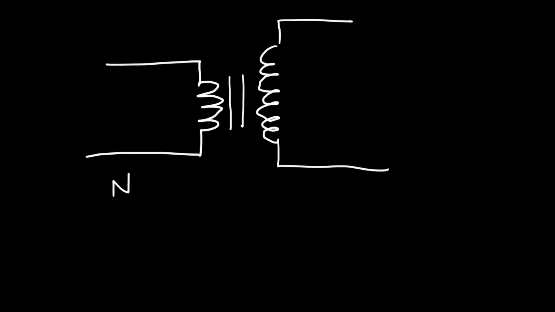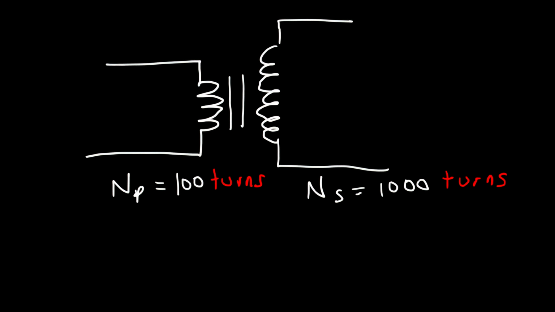Now let's say that the primary coil has 100 turns, and let's say that the secondary coil on the right has 1,000 turns. Because the secondary coil has more turns than the primary coil, this is going to be a step-up transformer. A step-up transformer is used to increase the AC voltage. So let's say that the input voltage at the primary coil is 6 volts.